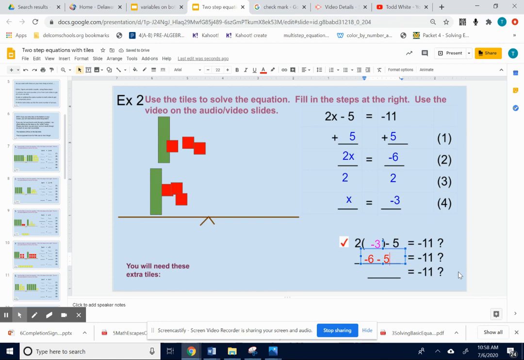Go ahead and subtract negative 6 minus 5. I would think of that as just a negative 6 combined with a negative 5. And a negative added to a negative is a bigger negative. So that would be negative 11 equals negative 11. So that proves that the answer of negative 3 was correct. Carry on. Once again, the first thing we did is we got the rectangles together by adding 5 to both sides. And then we split both sides up equally to find out what each x equals.